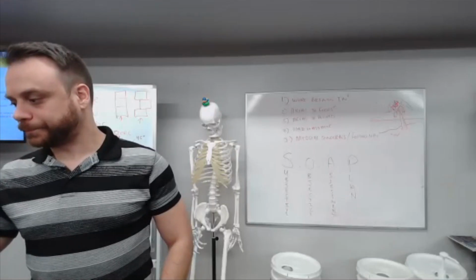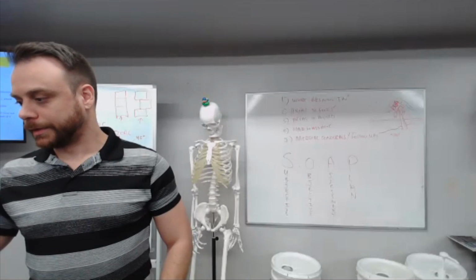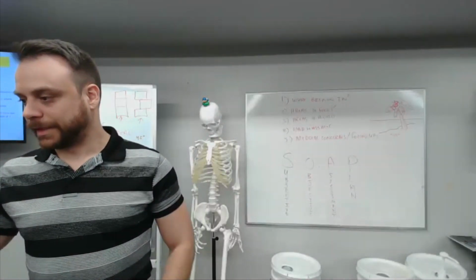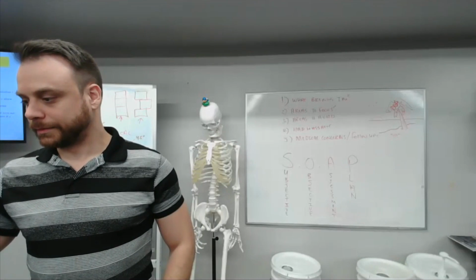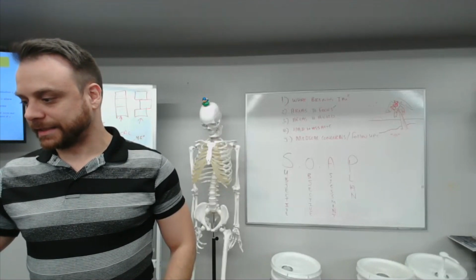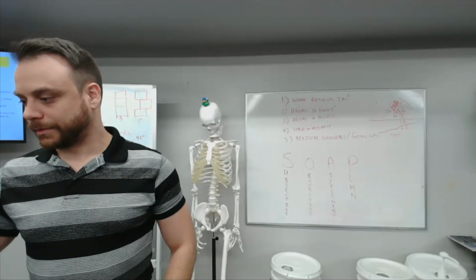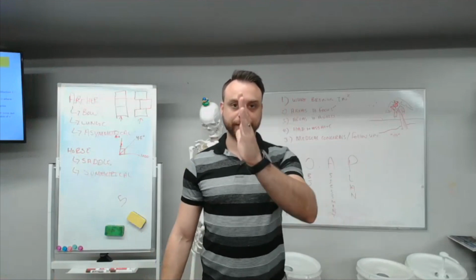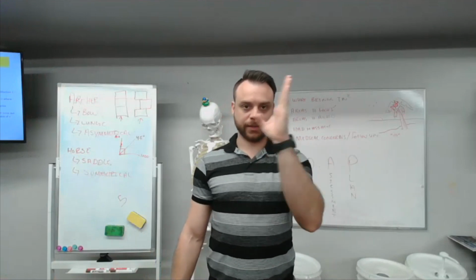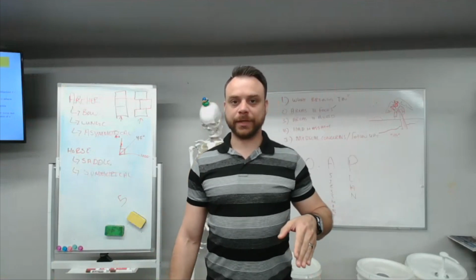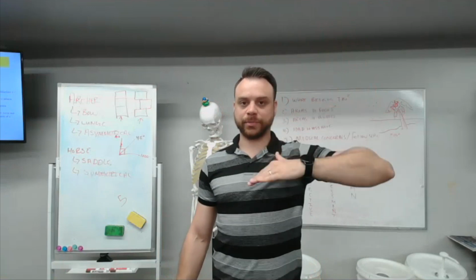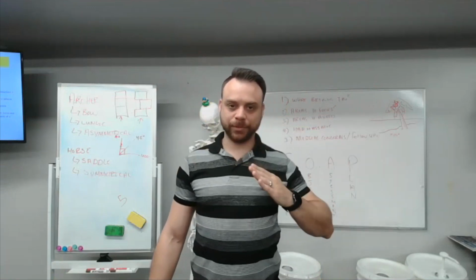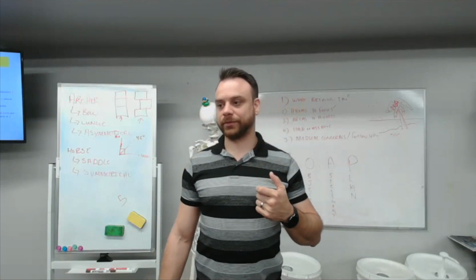Now, I did mention before that we have these planes and these axes that we talk about. So loosely, I'll explain that right now. A plane divides the body into different parts. So we have the sagittal plane, cutting us into left and right. We have the frontal or coronal plane, cutting us into front and back. Then we have the transverse plane, cutting us into top and bottom, superior and inferior. And then we have the oblique plane that cuts us at various angles.